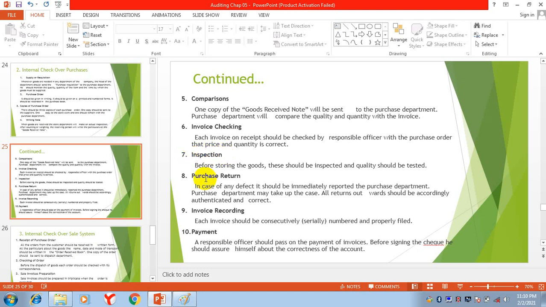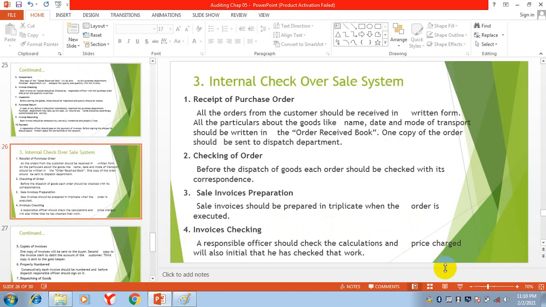When the goods are defective, we will inform the purchase department. Then the purchase department will take necessary action. Then invoice recording. Invoices will be serially and properly numbered, and there will be proper filing of the invoices. And then payments will be made by the concerned officer.